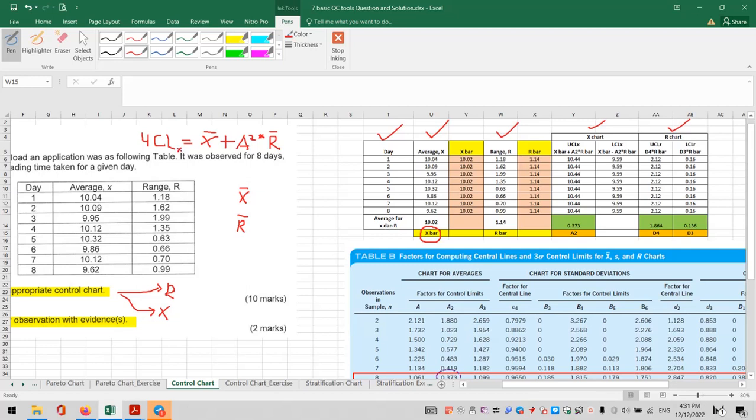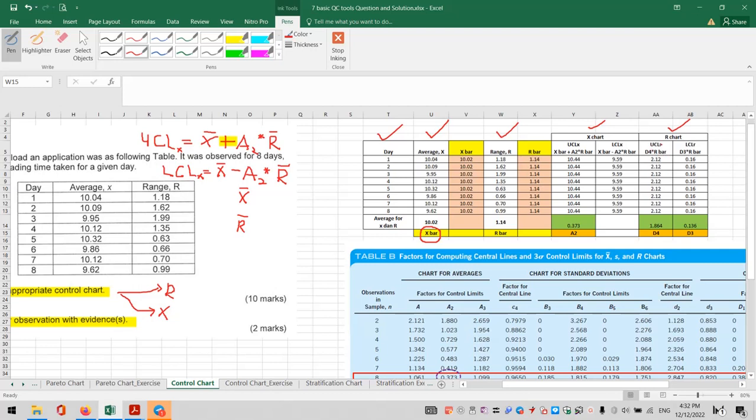Here is UCL for X bar. The formula is the same, but you just substitute the plus with a minus. So here is A2 times R bar.